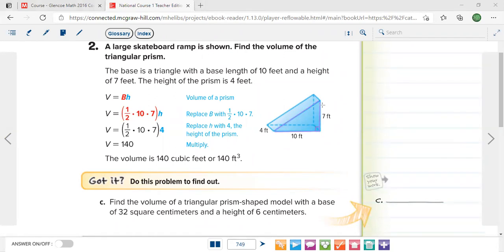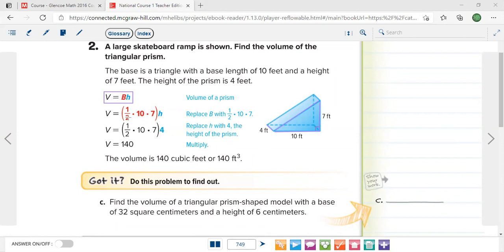The base of the triangle is 7, and the height of the triangle is 10. What about this 4? This 4 is the height of the prism because it is the line joining the two bases, joining the two triangles. So volume equals area of base times height.